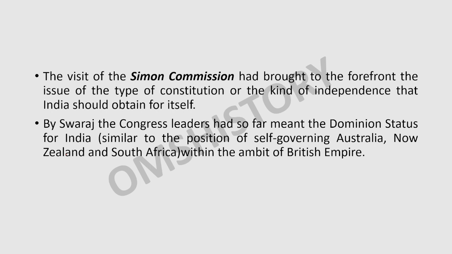Now, this visit of the Simon Commission had brought to the forefront the issue of the type of constitution or the kind of independence that India should obtain for itself. By Swaraj, the Congress leaders had so far meant only dominion status for India, which the other colonies of Britain were getting. So for them, Swaraj was this dominion status for India within the ambit of the British Empire.